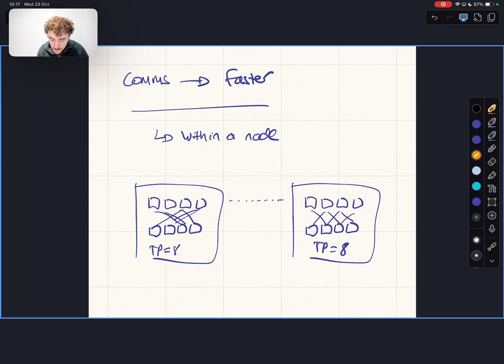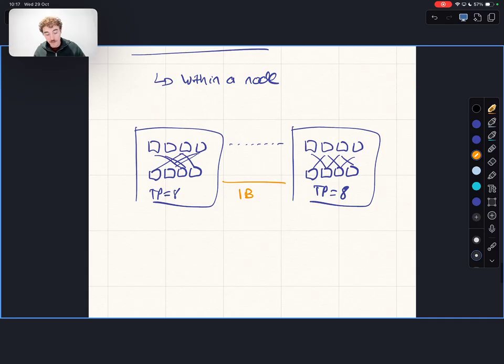There are tricks around this. People use something like InfiniBand or some other fast interconnect to connect these nodes together, and then you can do very high degree tensor parallelism, but it tends to require slightly more clever optimizations to be able to get good throughput and good latency in these setups.